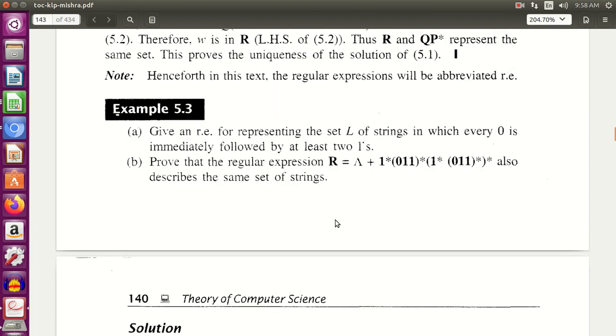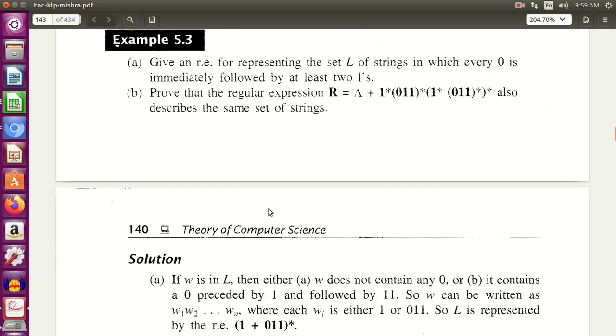Okay. So you might be given questions of this type. Read the question. We have given a regular expression for representing the set L of strings in which every 0 is immediately followed by at least 2 ones. Prove that the regular expression lambda plus 1 star 0 1 1 star 1 star 0 1 1 star whole star also describes the same set of strings. So the question has two parts. The first part says that you have to find the regular expression for representing a set of strings in which every 0 is immediately followed by at least 2 ones. So first let us solve the first part.